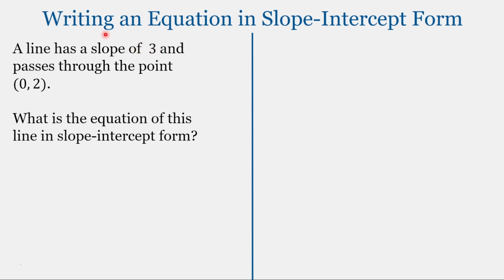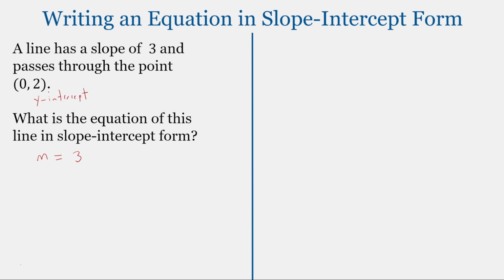Here, once again, we are directly told the slope. We have a line has a slope of 3. So with that information, we know that m is equal to 3. And it passes through the point 0, 2. Now this is a special point. Notice that the x-coordinate value is 0. So this point is the y-intercept.